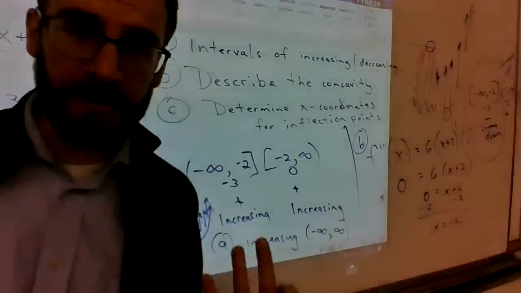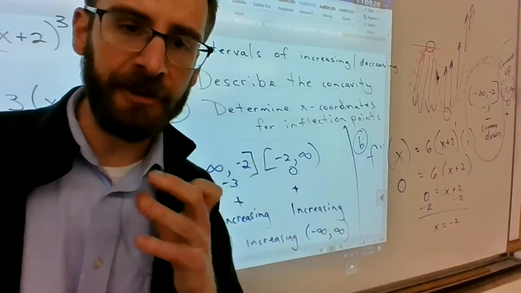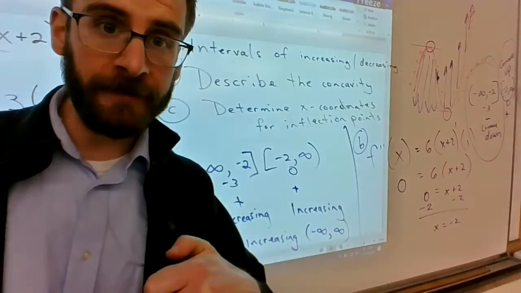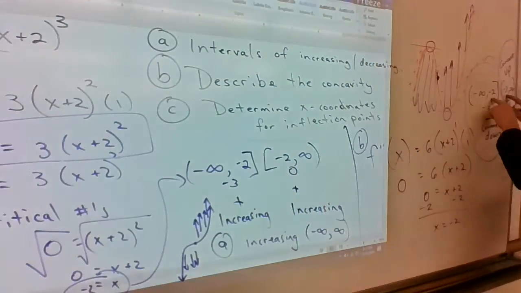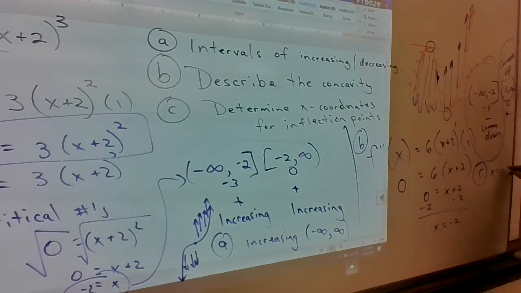All right, and then part C is basically an inflection point, which is just where concavity switches from concave up to concave down. So x equals -2 would be an inflection point. So part C would be x equals -2.